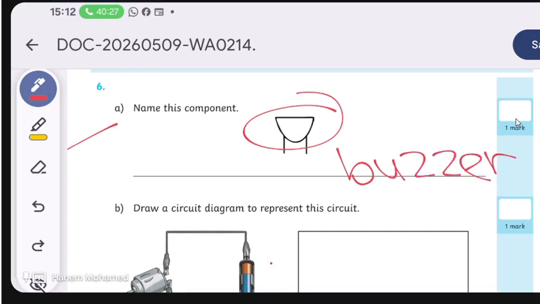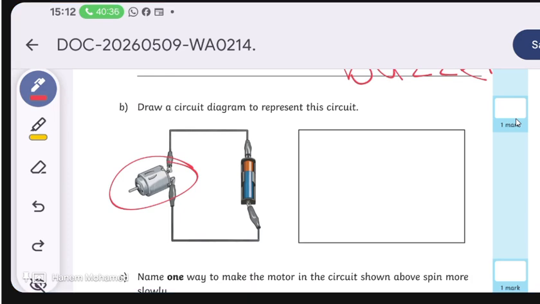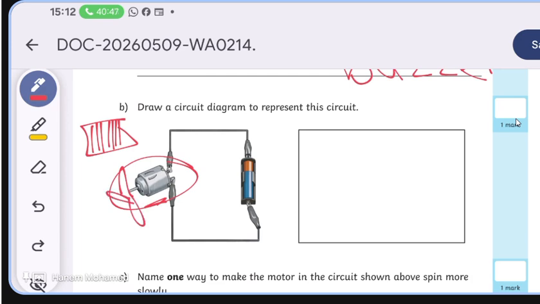If I said draw a circuit diagram to represent this circuit. So this is a motor, right? You need to remember the difference between the buzzer and the motor. The buzzer has lines in the middle like this. But the motor looks like this one. You can put a fan here. So for the motor, we are going to draw the letter M inside a circle, right?